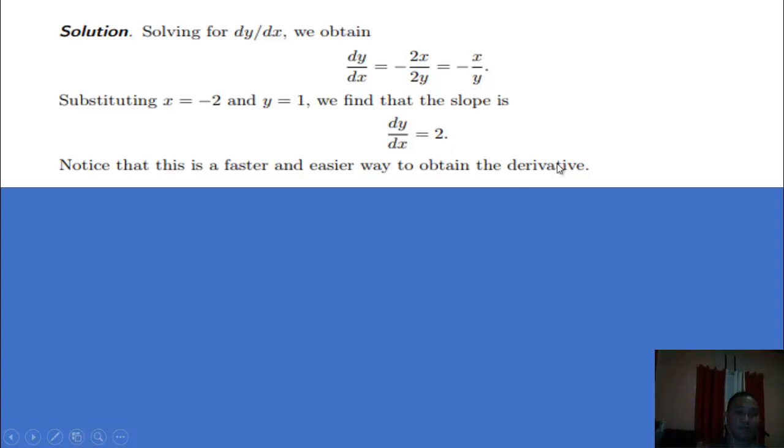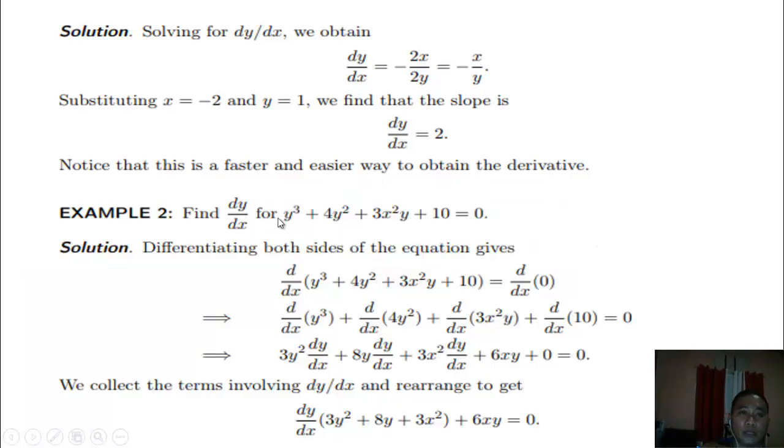That's very great. Now, find dy dx of this: y cubed plus 4y squared plus 3x squared y plus 10 equals 0. Then, ito yung ating function, which is equated to 0. And then, we are going to find the derivative. Ano kaya ang pattern ng slope? Okay, to do that one, simply, this is 3y squared dy dx, 8y dy dx.